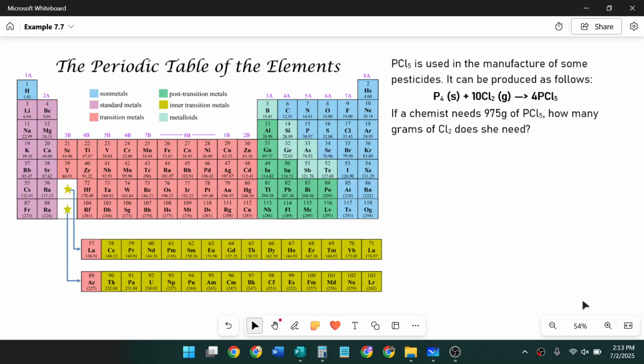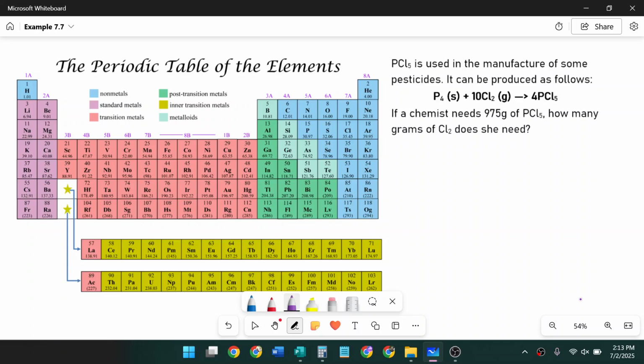This is example 7.7 from Discovering Design with Chemistry. The problem says PCl5 is used in the manufacture of some pesticides. It can be produced as follows. And then we have a chemical formula equation going on here. If a chemist needs 975 grams of PCl5, how many grams of Cl2 does she need?